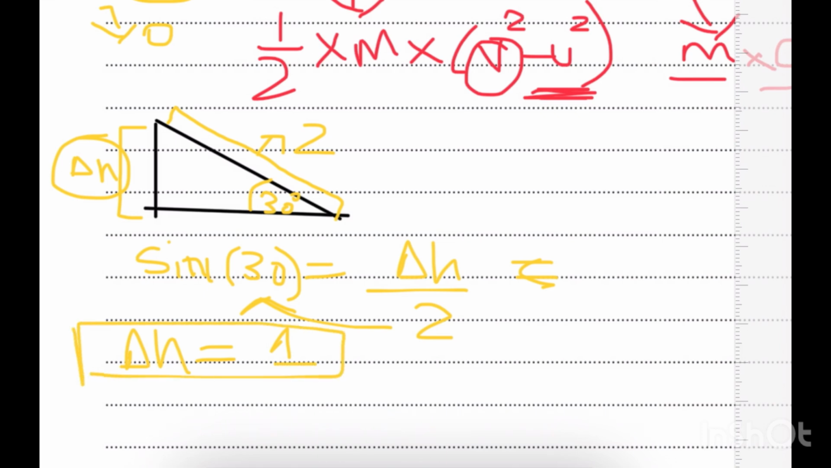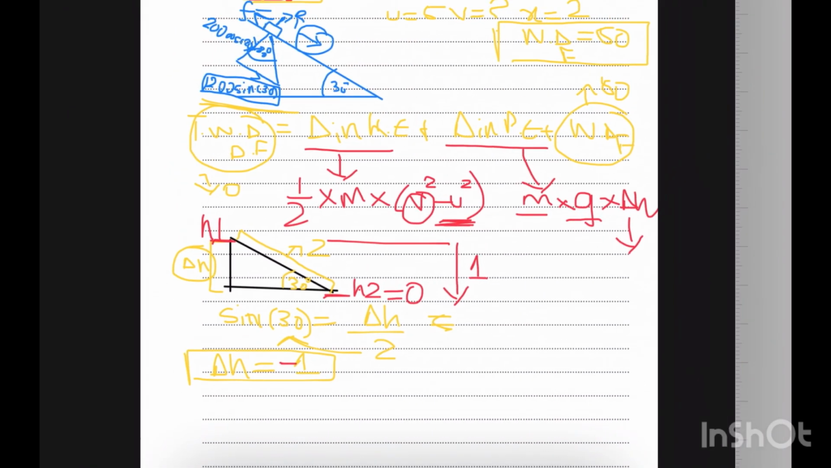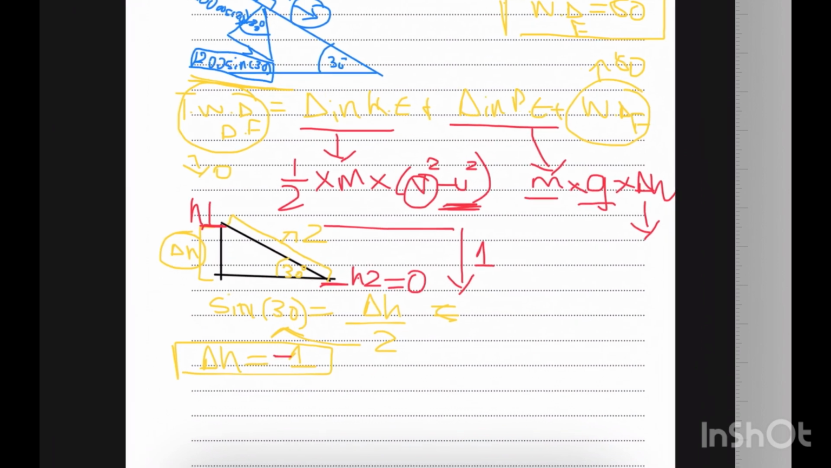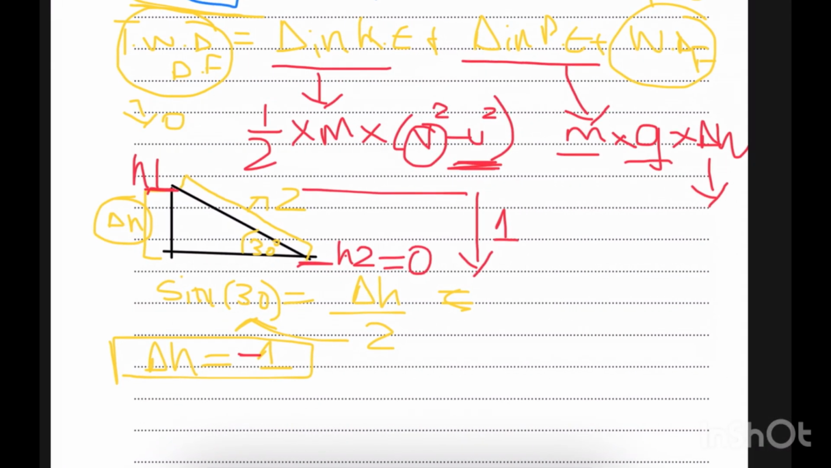And you will notice that the particle is moving downwards. So this was the initial height h1, and this is the final height, which is h2, which is 0. That means that the change in height is negative, since it is moving from this height over here to a height over here, which is 1. So now we have all the pieces of the puzzle, and we can write down.